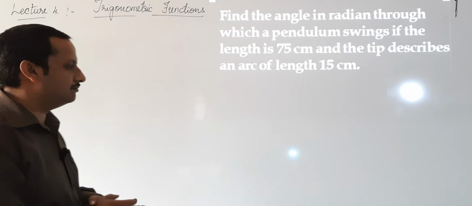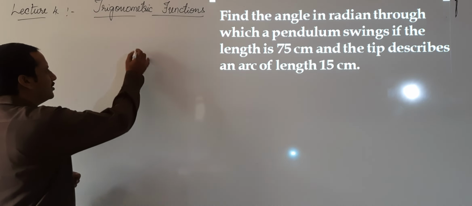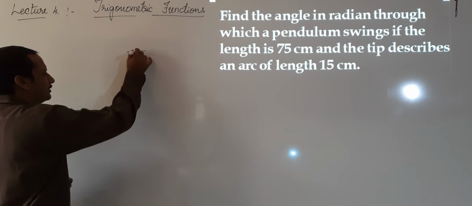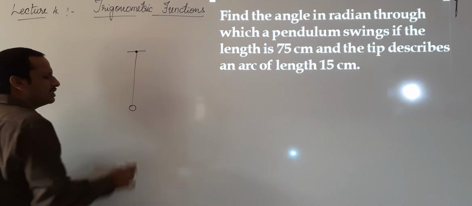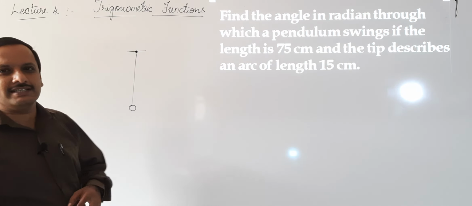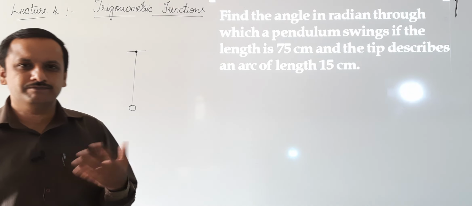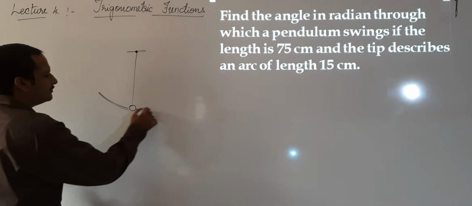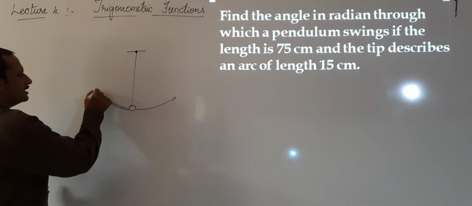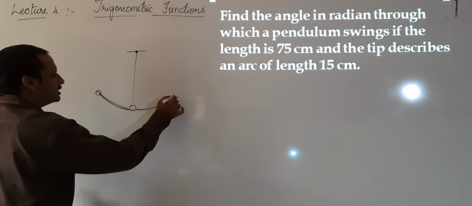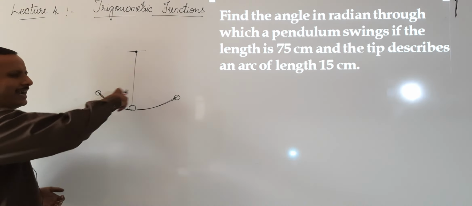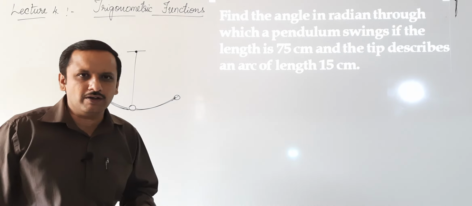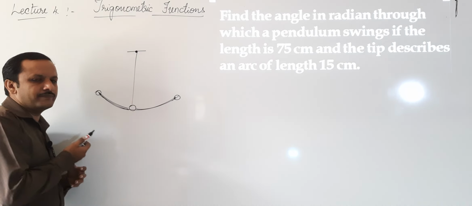A pendulum, you know what I mean by a pendulum? You must have studied this in physics. So this is a fixed point. One pendulum is attached to it. You must have seen this in some clocks, okay? So that pendulum will swing in this way. It will come to this position. This is the last point, and then it will go in this way and reach this point, and it will oscillate in this way, okay? It swings in this way, right?